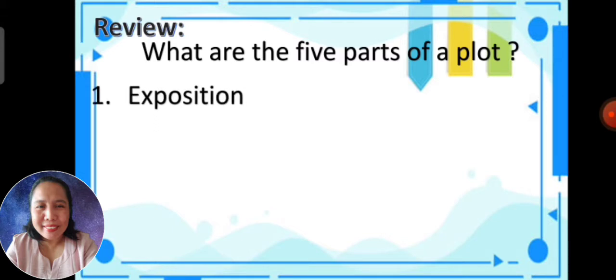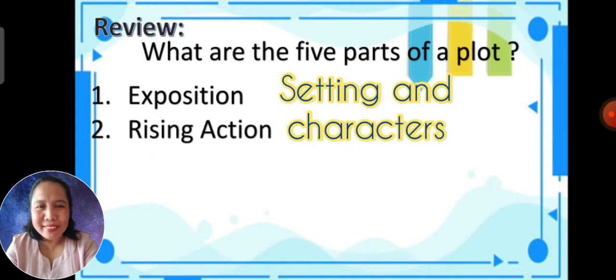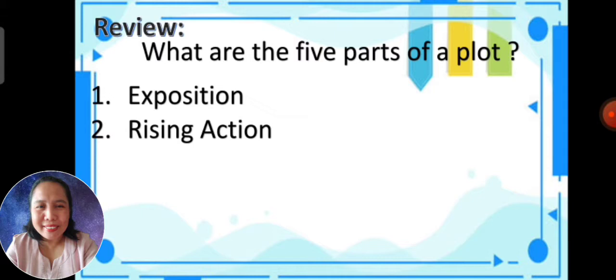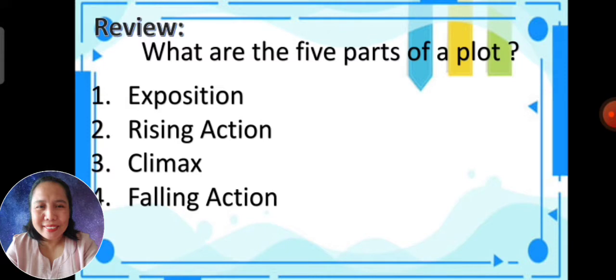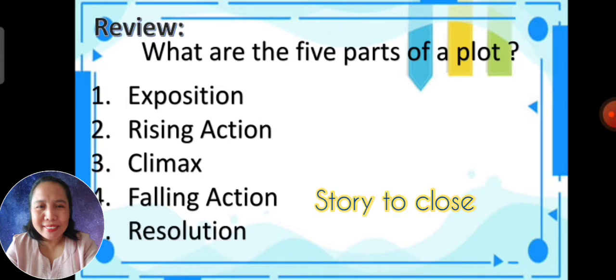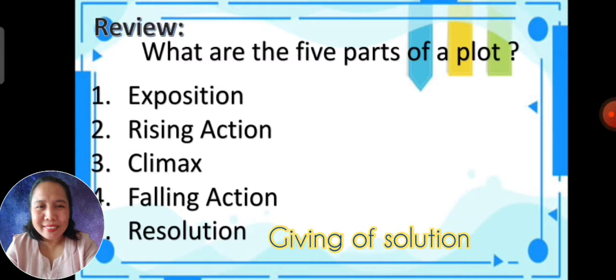First, the exposition. It introduces the setting and characters. Second is the rising action. It introduces and develops the conflict. Climax. It serves as the highest point of interest or suspense. Then we have the falling action. It draws the story to close. Okay, resolution. It ties up the loose ends or the giving of solution to the given conflict or problem.